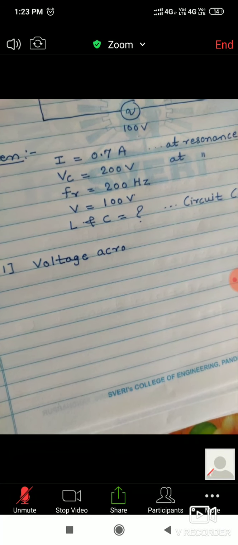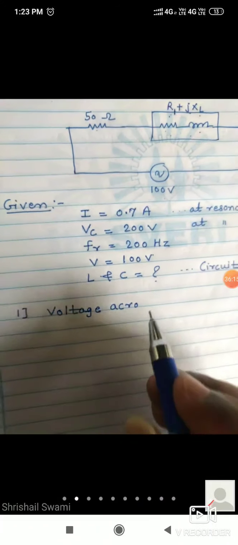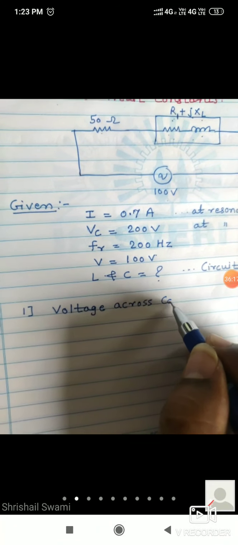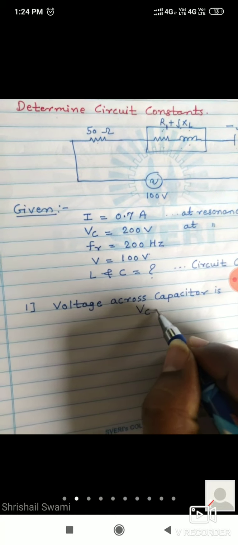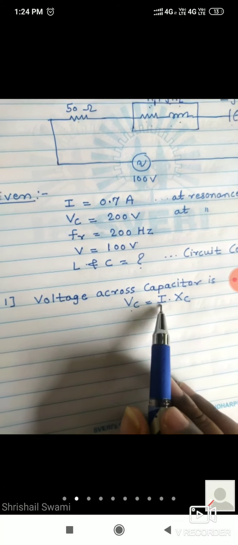How to find out? Anyone? See here, voltage across capacitor is given. So voltage across capacitor is given. With the help of that, we can find out the value of C. Voltage across capacitor VC is equal to I into XC. According to Ohm's law, VC is equal to I into XC.